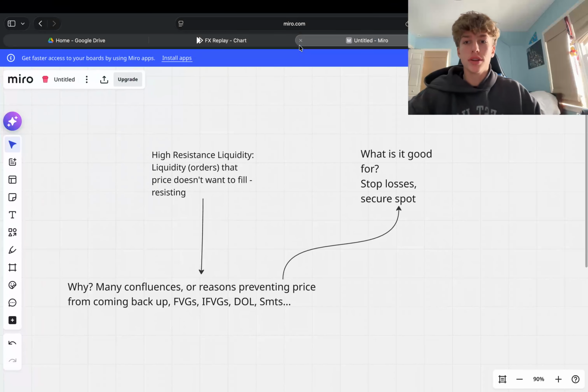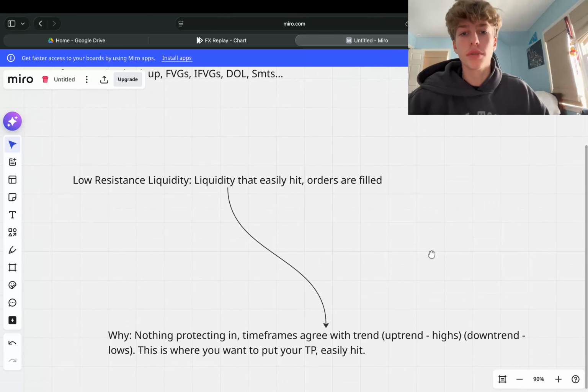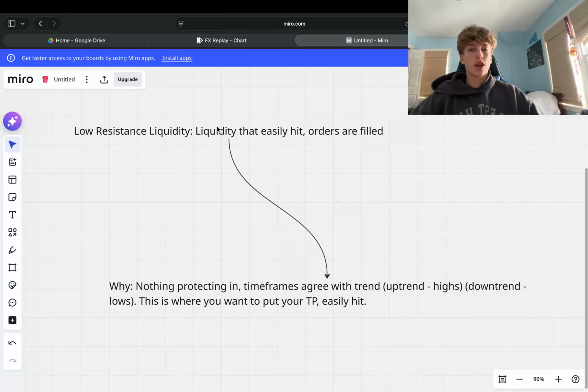All right, now I'm going to be going over the points of low resistance liquidity, right? So what it actually is, what it means, and how you can use it. If we scroll over here, low resistance liquidity is liquidity that is easily hit, where orders are filled. Why? Nothing is protecting it. Higher time frames agree with the trend, so if it's an uptrend, you're going to be targeting highs. If it's a downtrend, you're going to be targeting lows. This is where you want to put your TP, easily hit, right?